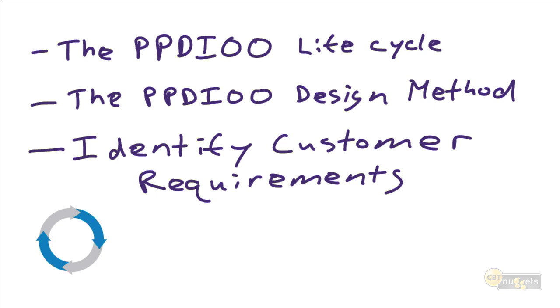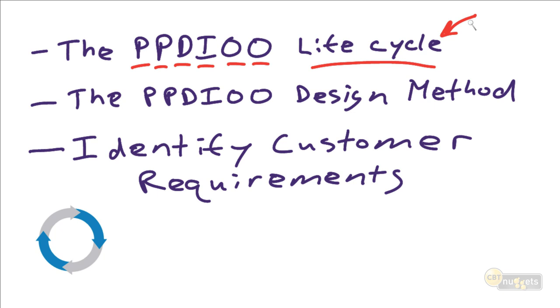So in this nugget, we'll start out by taking a look at something Cisco calls the PPDIOO life cycle. Boy, that acronym's a mouthful. And what this is going to literally lay out for us is all of the phases of the life of a typical network. And we'll see how it really is a cycle. It just keeps going around and around and around.